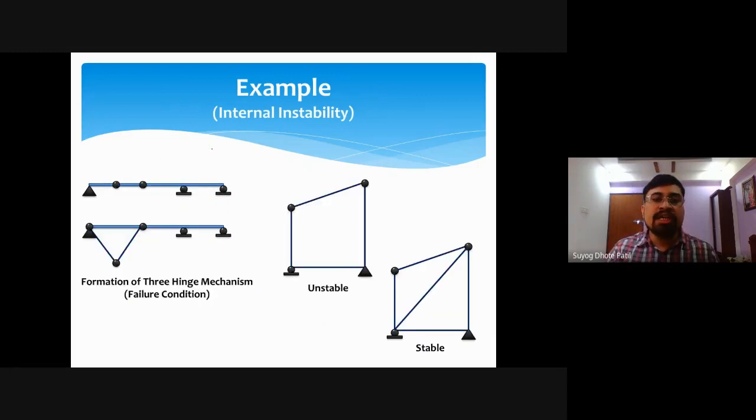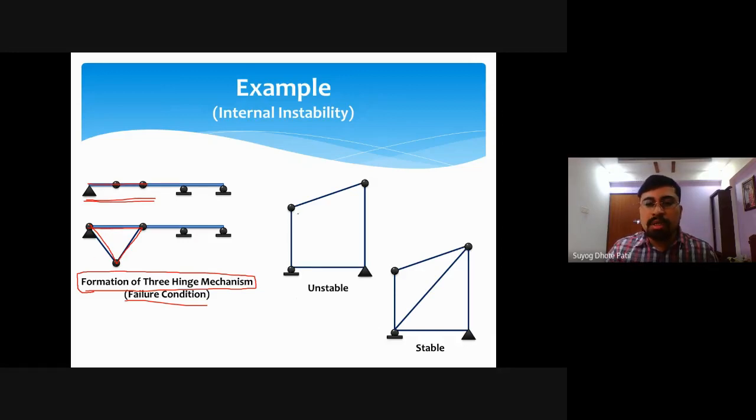Then internal instability. The first example is three hinge formation or three hinge mechanism. We will not discuss three hinge mechanism in detail because it is the very first lecture, and in the first lecture it is not suitable to discuss it. But the only thing to say about three hinge mechanism is that it is a failure condition. If these three hinges are in a plane or in a line, there will be a three hinge mechanism formation, and this will cause a failure.